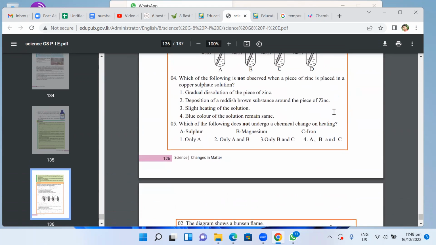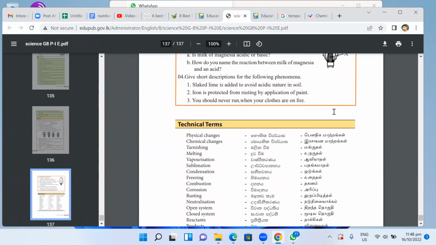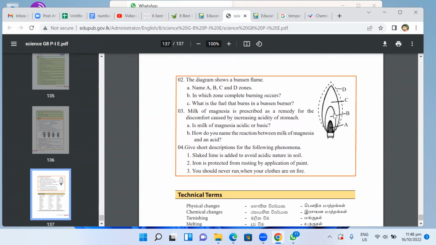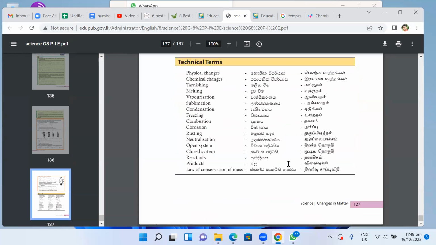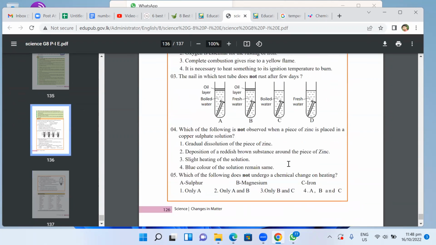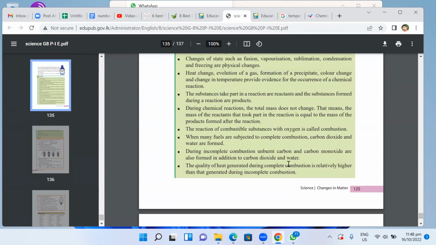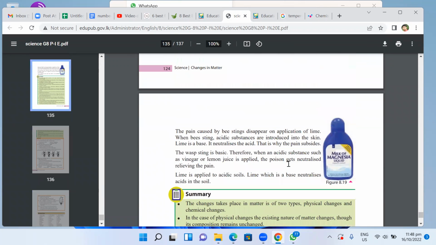Please complete the activities in the book. Here actually they have shown the black zone. This is not really the blue zone, so you can easily identify these zones. Then please complete these activities by next day and send me a WhatsApp message after completing that. So we'll be moving to the new chapter.